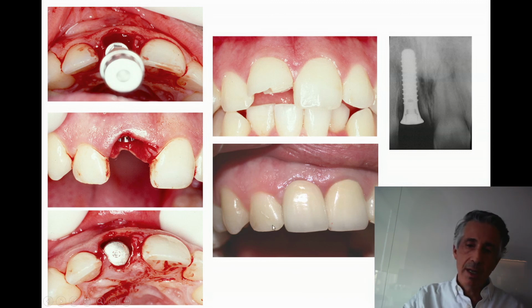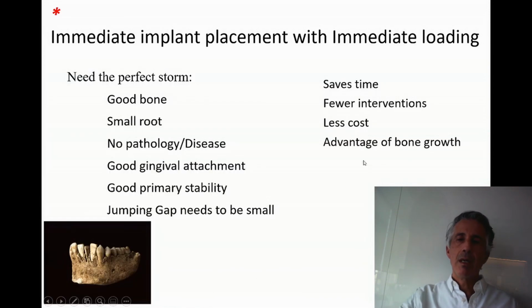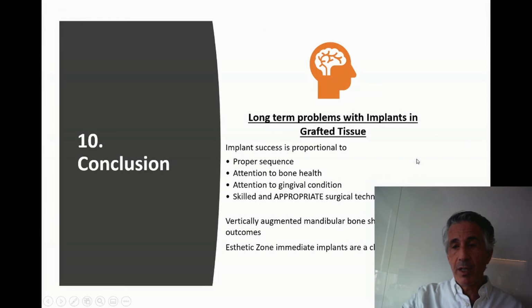You can't do this all the time. So for this immediate loading, you need what I call the perfect storm. Good bone, small root, no pathologies, good patient too, very little jumping gap. It saves you time, fewer interventions, and the gingival results long term are actually very good. And that ends my discussion.